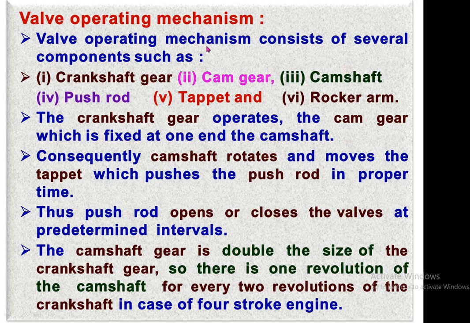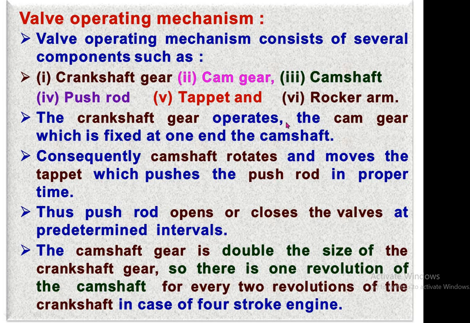Valve operating mechanism and valve timing diagram for 4-stroke IC engine. Valve operating mechanism consists of several components such as crankshaft gear, cam gear, crankshaft, push rod, tappet and rocker arm. There may be other small parts which are very important for the operating mechanism of the valve.